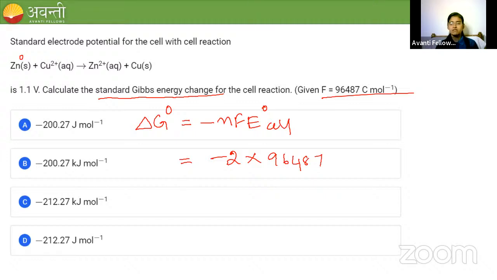But in the question they have given the value, no? So you can substitute it directly for the exact answer, and into E naught cell. E naught cell is given as 1.1. Okay, so just direct multiplication. One of you multiply the values and give me the answer in terms of joules and in terms of kilojoules. First, give me the answer in terms of joules because everything is provided in joules. Has anyone multiplied? 2 into 1.1 into 96,487.